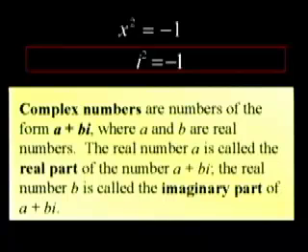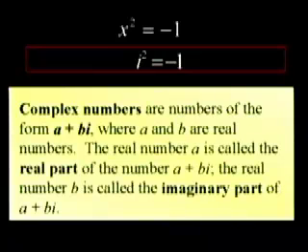Complex numbers are numbers of the form a plus bi, where a and b are real numbers. The real number a is called the real part of the number a plus bi, and the real number b is called the imaginary part of a plus bi.